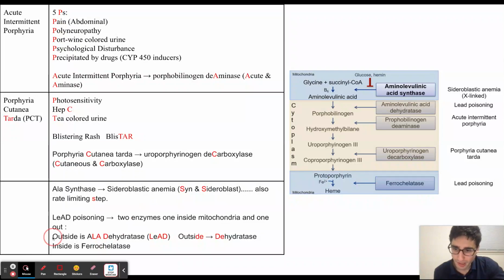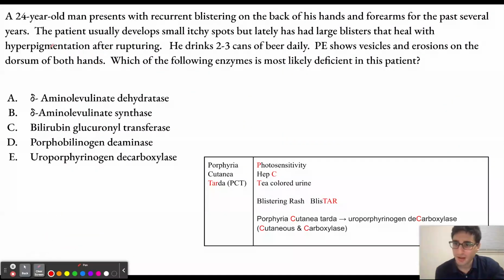Now, using these mnemonics, let's solve a UWorld question. A 24-year-old man presents with recurrent blistering on the back of his hands and forearms for the past several years. The patient usually develops small itchy spots, but lately has had large blisters that heal with hyperpigmentation after rupturing. He drinks 2 to 3 cans of beer daily. Physical exam shows vesicles and erosions on the dorsum of both hands. Which of the following enzymes is most likely deficient in this patient?